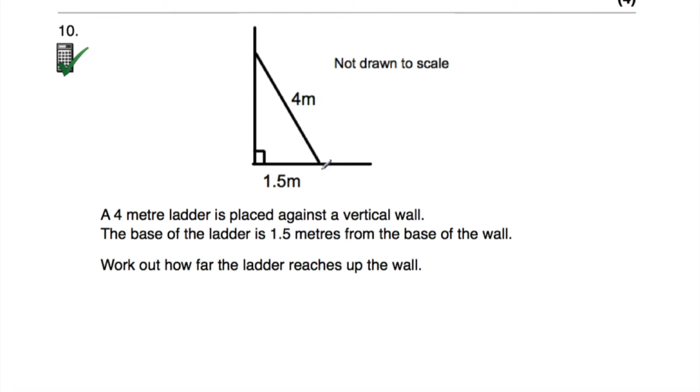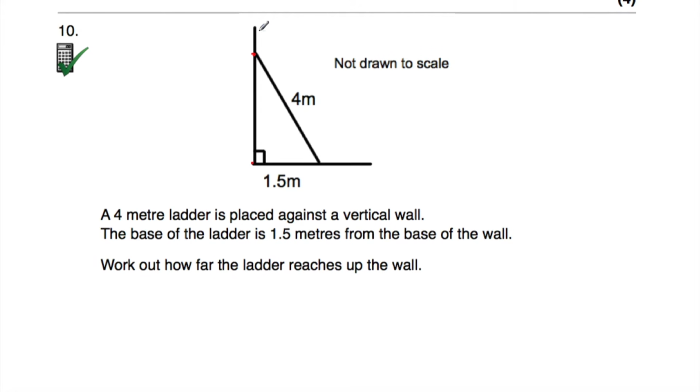The base of the ladder is 1.5 meters from the base of the wall, so that means that's the bottom of the ladder, that's the bottom of the wall, and the distance is 1.5 meters. This ladder might not be safe, so don't try this one at home, it's quite far out from the base of the wall. It says work out how far the ladder reaches up the wall. So what we want to do is find the distance from here to here. We want to find the length of this side of the triangle.